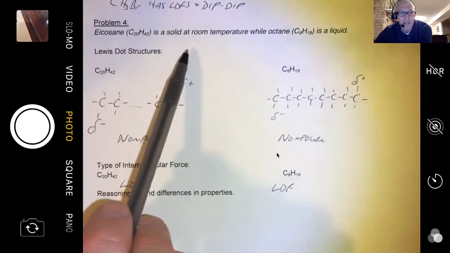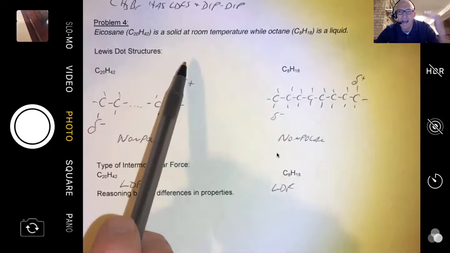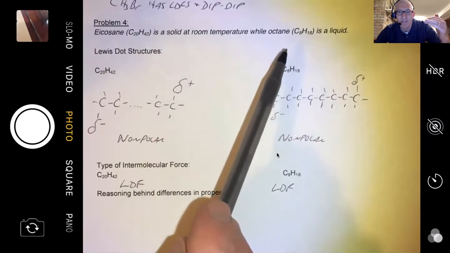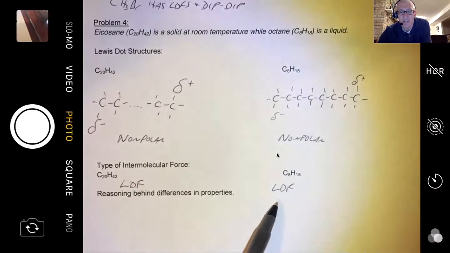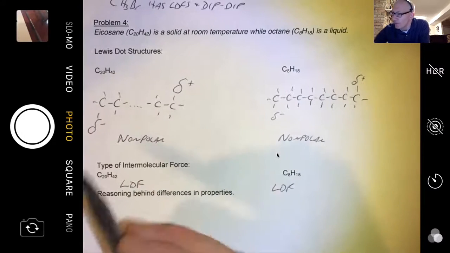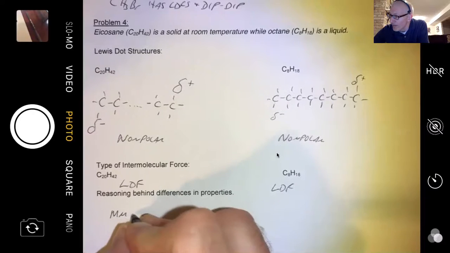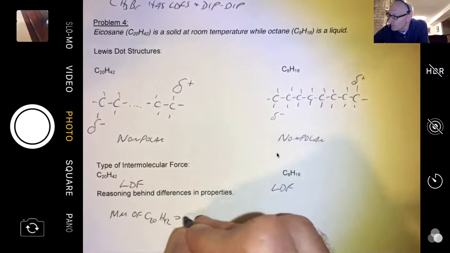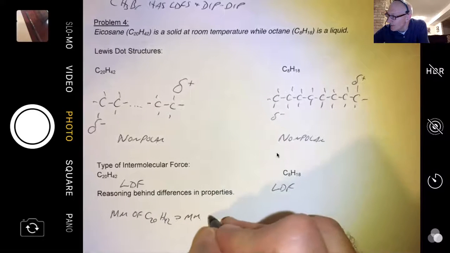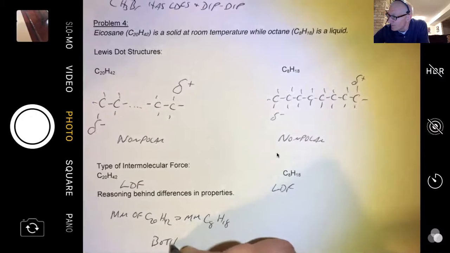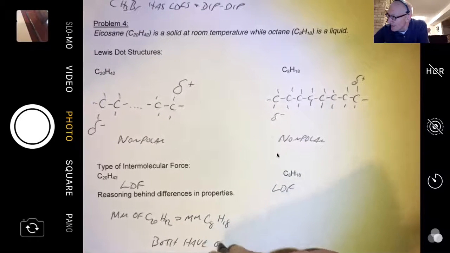This guy is a solid at room temperature because it has a higher melting point, higher boiling point than octane, because octane has fewer electrons, thus weaker London dispersion forces than the icosane. So the molar mass of C20H42 is greater than the molar mass of C8H18. Both have only LDFs.